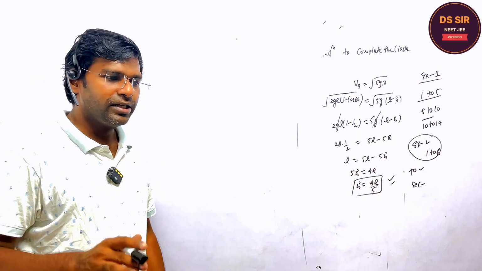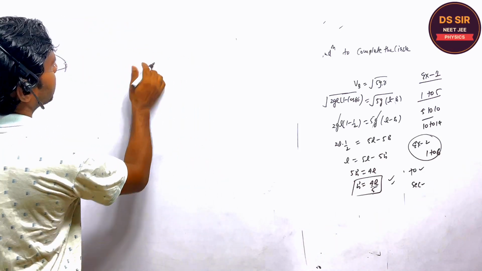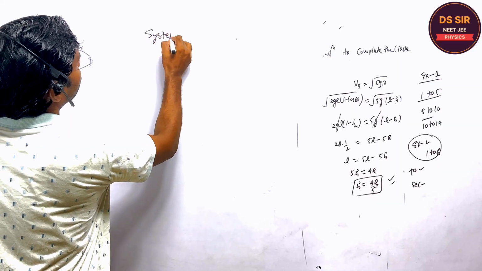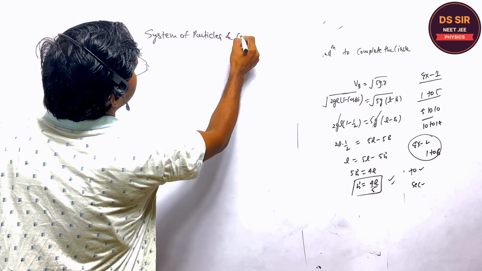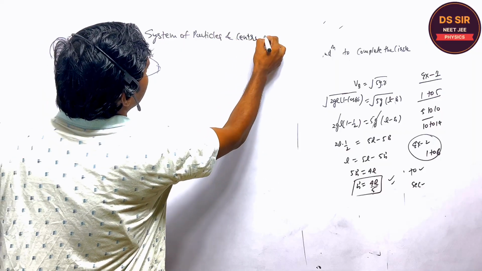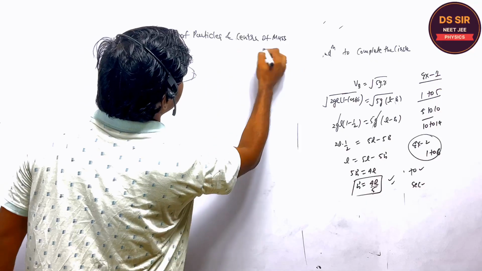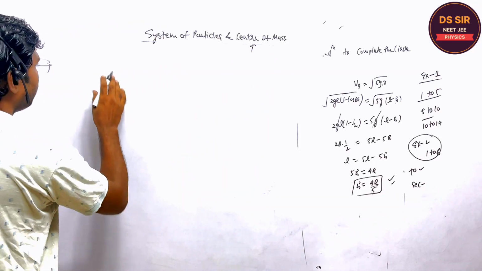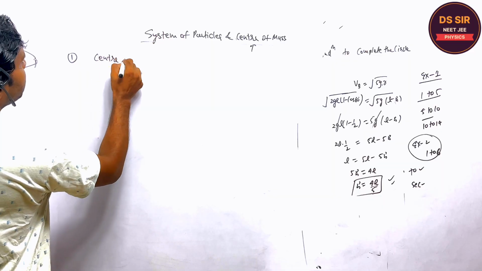So we are starting the new chapter. It is the system of particles and the center of mass, right? First we will discuss system of particles and collision and the center of mass. The first topic of this chapter is the center of mass, right?